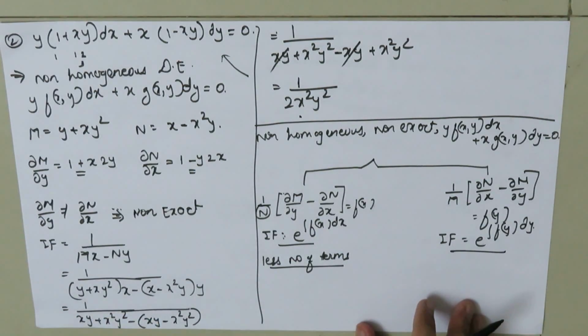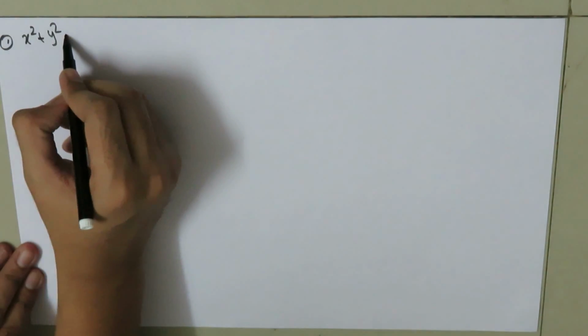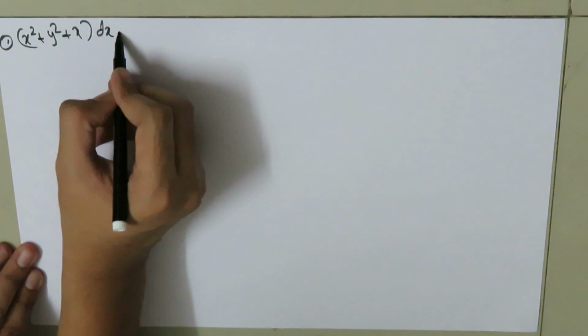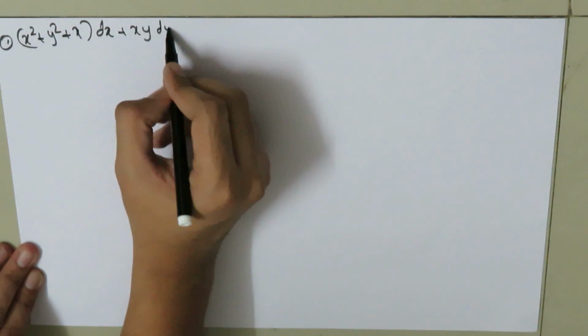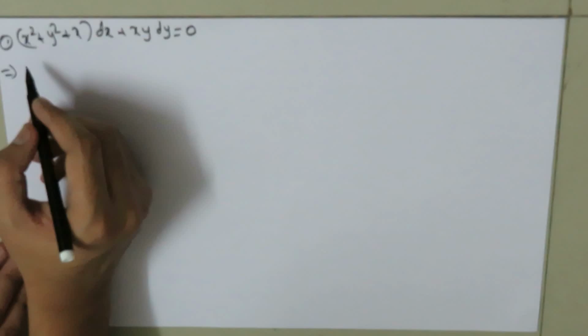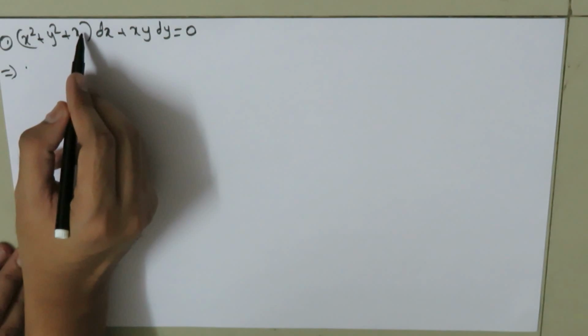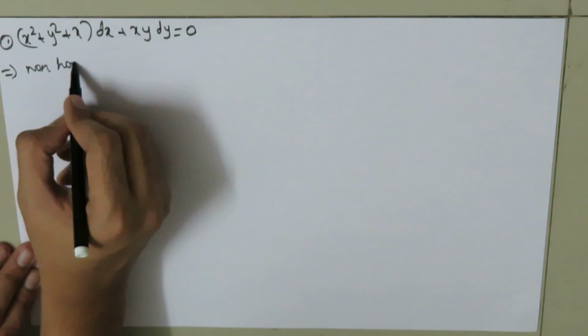So to get clarity, we'll take an example. What we are going to do is, if the differential equation is of the form (x² + y² + x) dx + xy dy = 0. First, let us check the homogeneity of this equation. Here the power of x is 2, the power of y is 2, but the power of x is 1. So this is non-homogeneous.